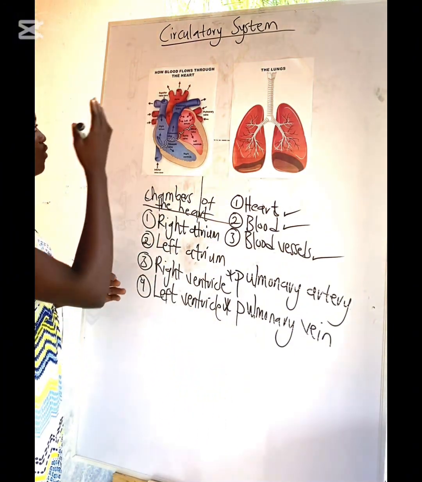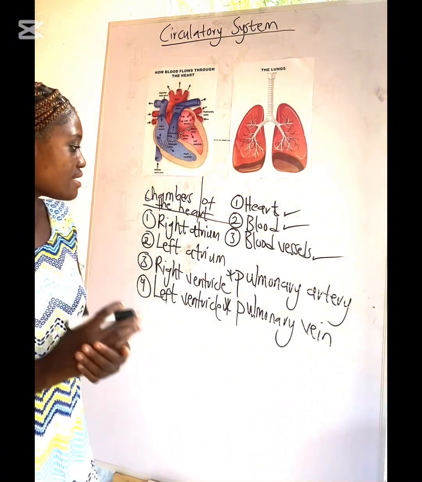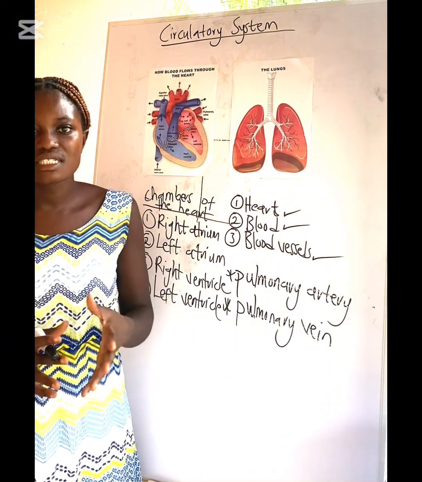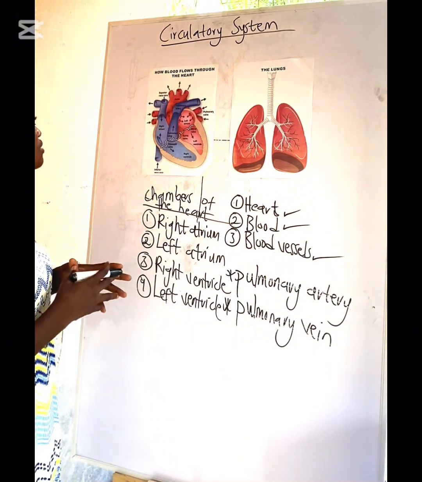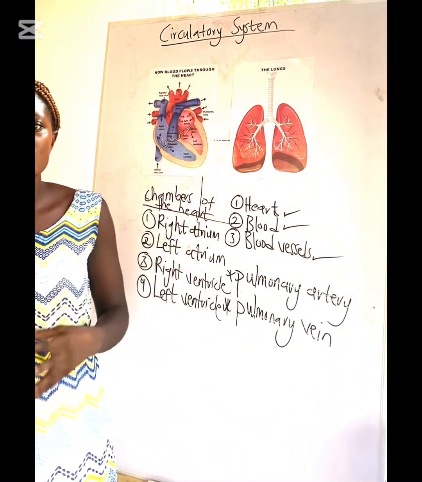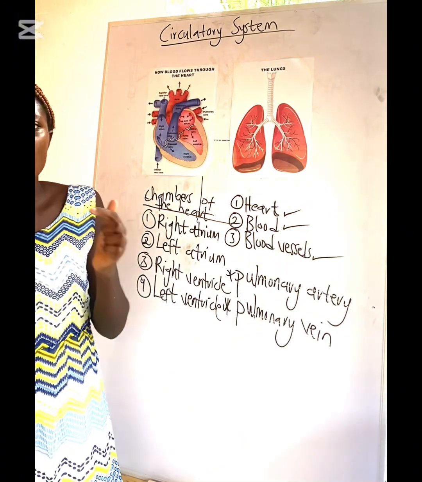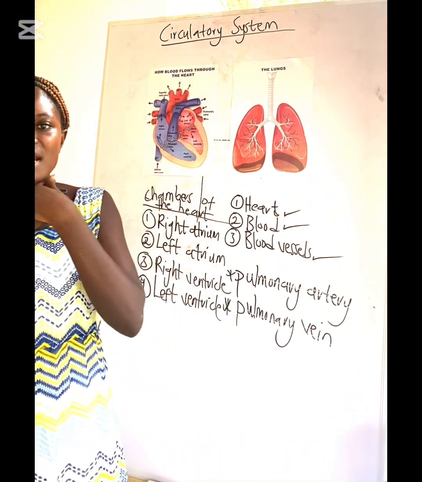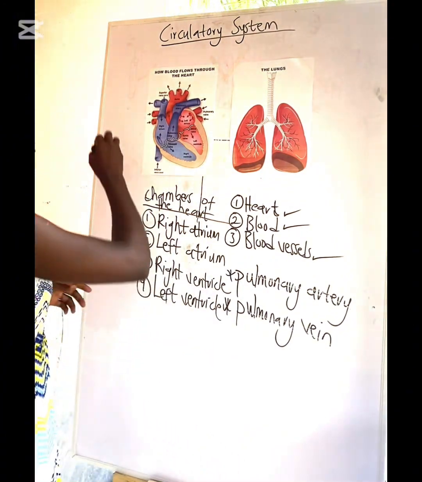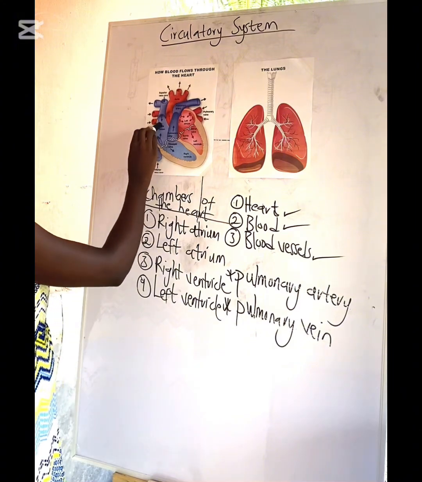I've already told you that all veins carry deoxygenated blood except the pulmonary vein. All arteries carry oxygenated blood except the pulmonary artery. So deoxygenated blood, or blood that has already been used by the body, from our eyes, nose, ears, teeth, mouth, neck, breast, chest, and trunk, will pass through the superior vena cava into the right atrium.